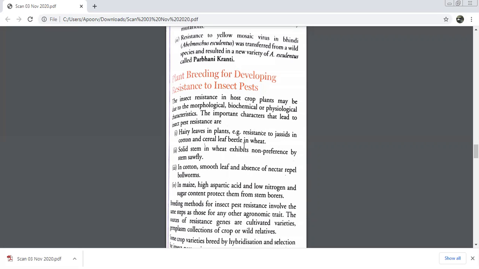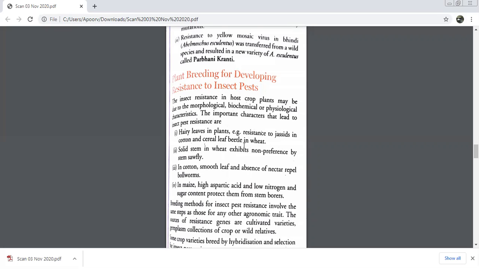Second is the solid stems in wheat. Obviously, when the stems are solid, they're stronger. And in cotton, smooth leaves and absence of nectar repel pests. So if you don't have these nectars, they become more resistant. And in maize, we have high aspartic acid and low nitrogen and sugar content. This protects them from stem borers.